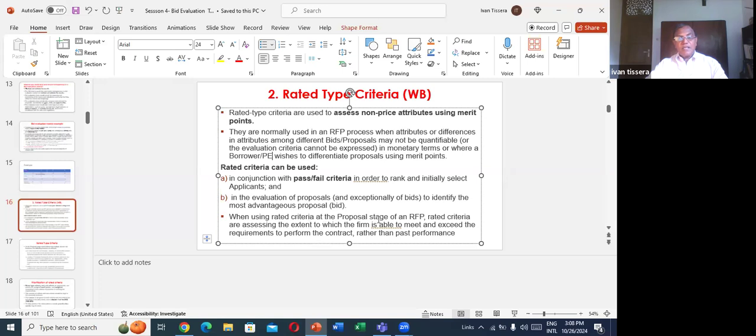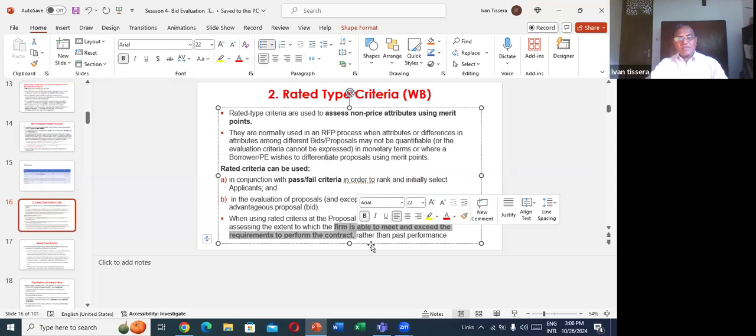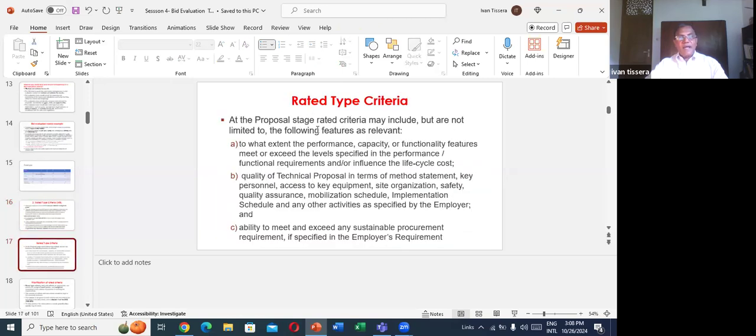When using rated criteria at the proposal stage of an RFP, rated criteria are assessing the extent to which the firm is able to meet or exceed the requirement to perform the contract, right? So that's what we are looking for. Using rated criteria, we see whether they can meet our requirement or exceed our requirement. At the proposal stage, rated criteria may include but are not limited to the following features.